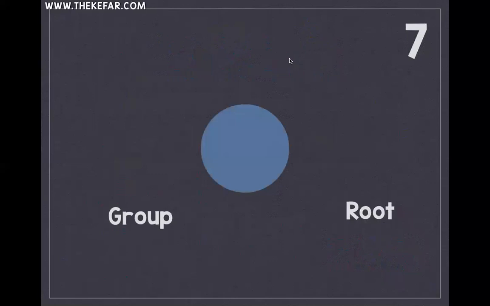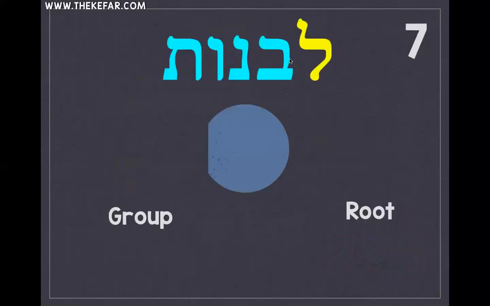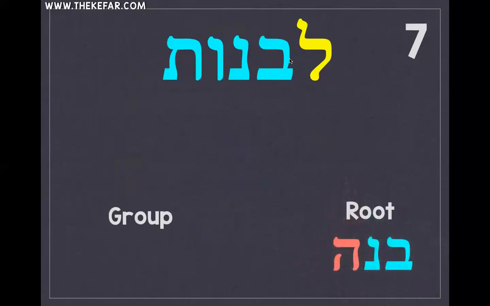And our last verb is livnot. Get rid of the lamed, and we see the last 2 letters are vav tav, so that becomes a hey. So our root is bana. This is a vav tav verb. So bonet, bona, bonim, and bonot.